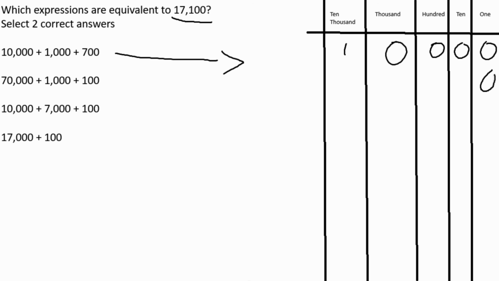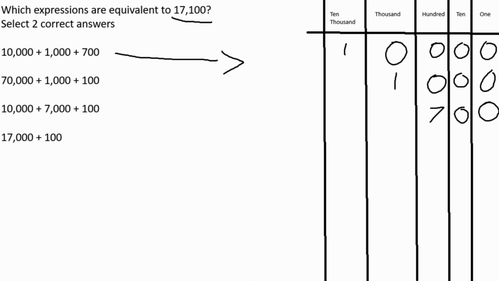So in this question, we're asked which expressions are equivalent to 17,100. We're going to do the same strategy and put our answers into the place value chart. So we have a 0 in the ones, a 1 in the tens place, 0 in the hundreds place, 0 in the thousands place, and a 1 in the 10,000s place. We also have a 0 in the ones, 0 in the tens, 0 in the hundreds, and a 1 in the thousands place. Then we're going to add a 700 to that, okay?